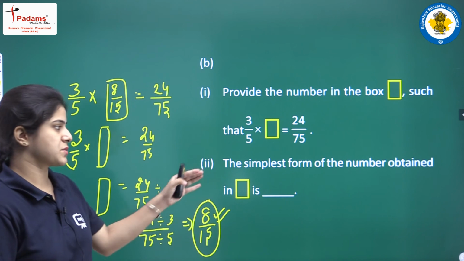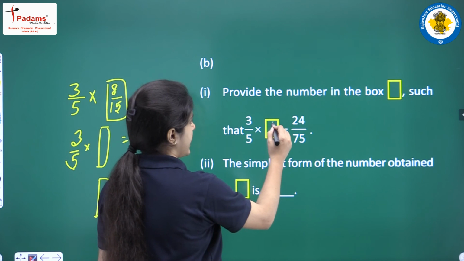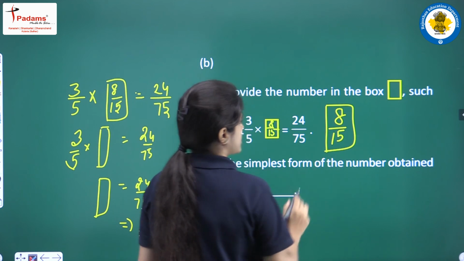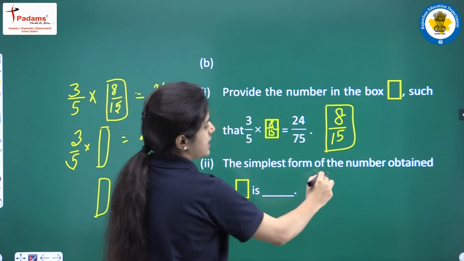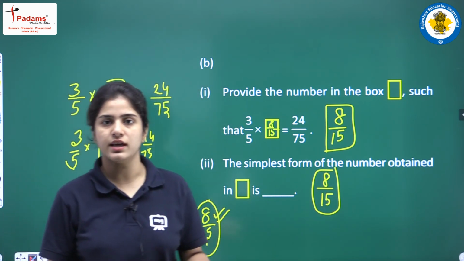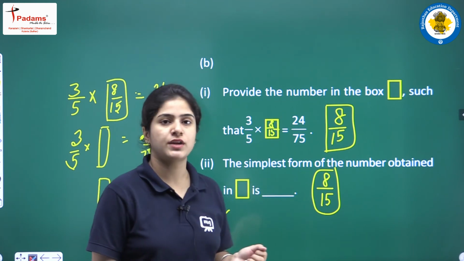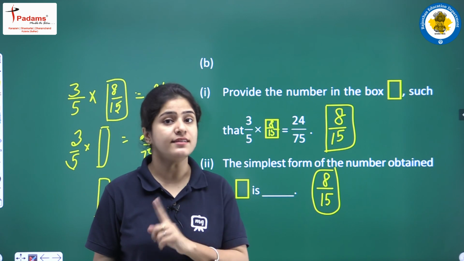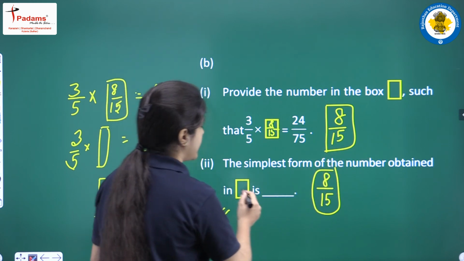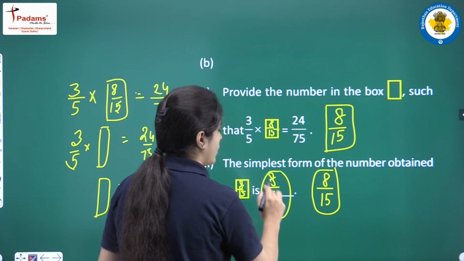So now we will discuss the next question. The simplest form of the number obtained in the box: the box number is 8 upon 15, right? 8 upon 15. So the simplest form of the number obtained above is, clearly students, 15 and 8 have nothing in common, okay. The factors of 8 are 1, 2, 4 and 8. And the factors of 15 are 1, 3, 5 and 15, right. So they have nothing in common. So the simplest form of the number obtained in the box, that is 8 upon 15, is itself, that is 8 upon 15, alright students.